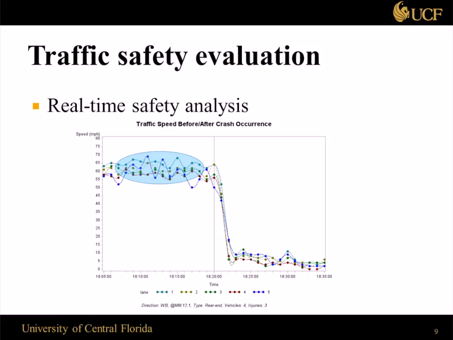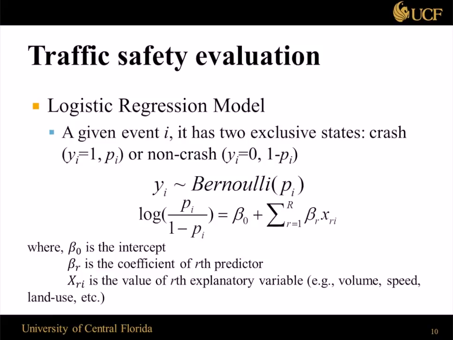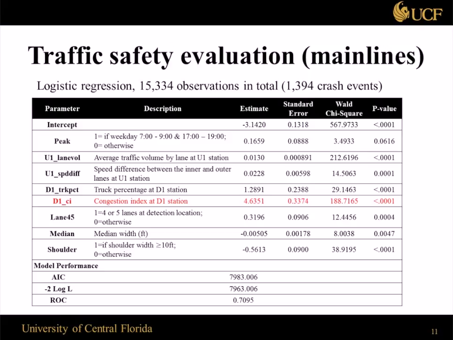The speed of the number 5 lane changed dramatically. That may be the reason why this crash happened. The traffic safety evaluation is based on a logistic regression model. For a given event, it has 2 exclusive states, crash and non-crash. Then the parameters are used to estimate the crash ratio using the logistic regression model. The traffic safety evaluation is conducted for the mainline and the ramp separately.